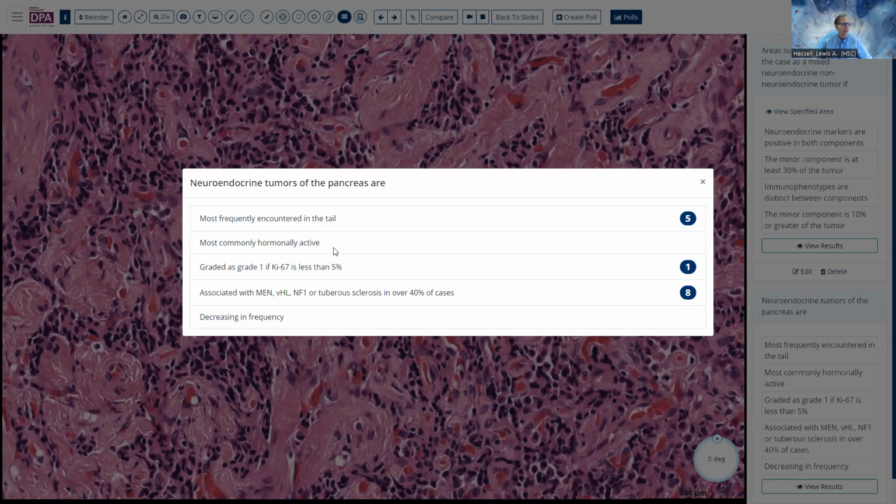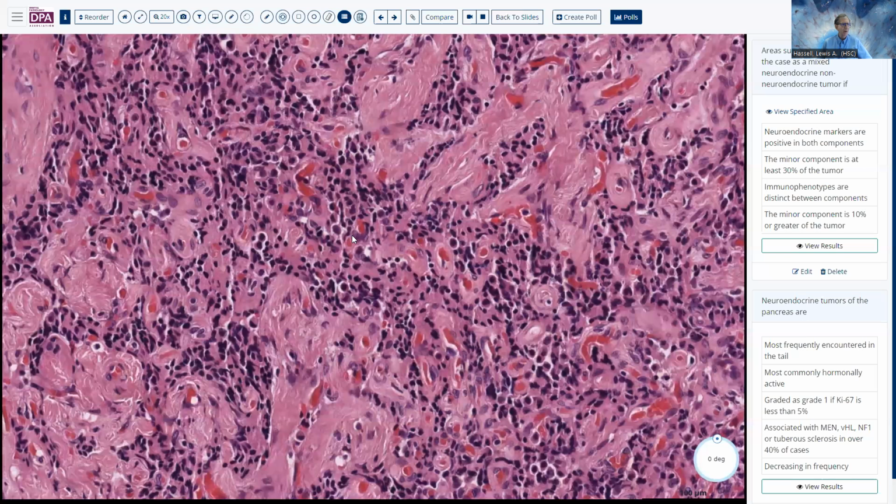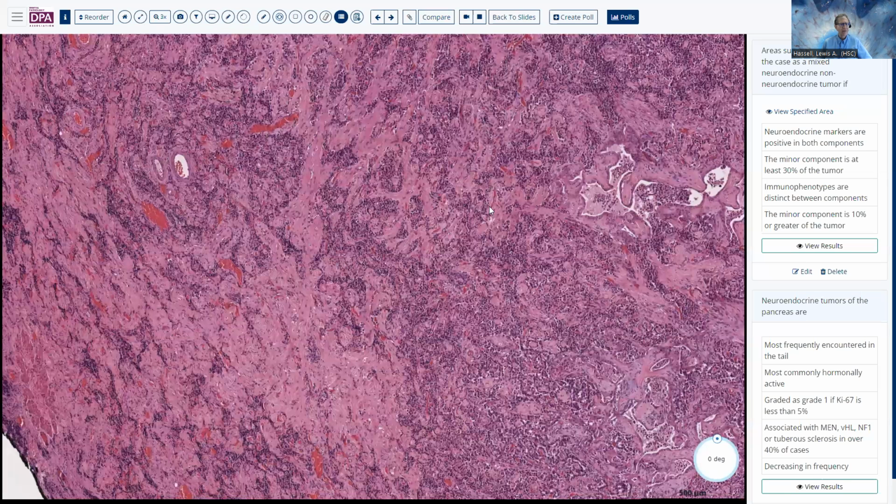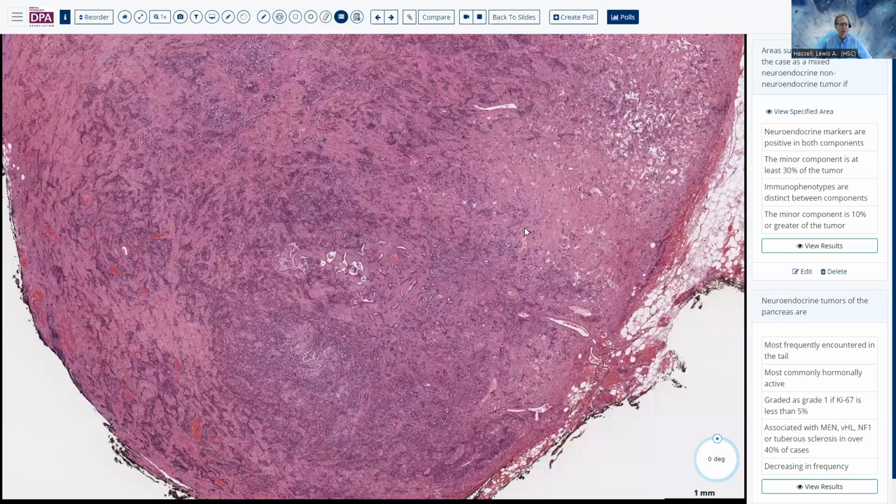They are not hormonally active. And they're only associated with these syndromes in maybe 20% of cases at most. So this is the pitfall here. And also they are graded as grade 1 if Ki-67 is less than 3%. And of course, they are increasing in frequency. Witness Steve Jobs and other notable people, Ruth Bader Ginsburg and others who've had neuroendocrine tumors and suffered devastating consequences and loss of life due to them.